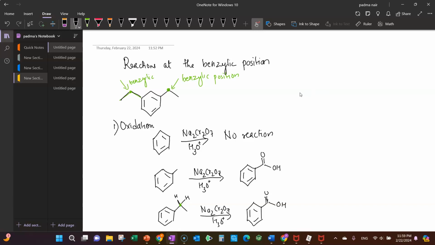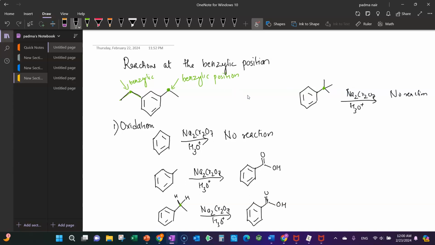When would be a case when we do not have hydrogen atoms there? When benzene is substituted with a t-butyl group. See here, this is my benzylic position again, this carbon atom here, but we do not have any hydrogens there. So when this molecule is treated with an oxidizing agent in presence of an acid, there is no reaction. So the necessary condition for oxidation of alkylated benzenes is that we should have a hydrogen atom at the benzylic position.